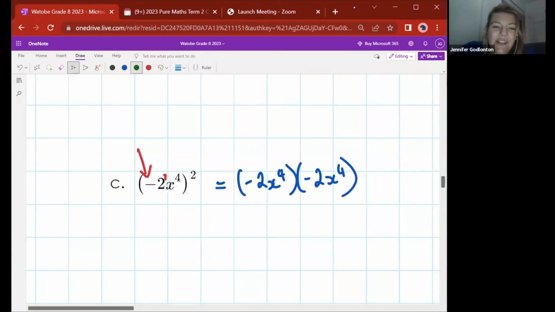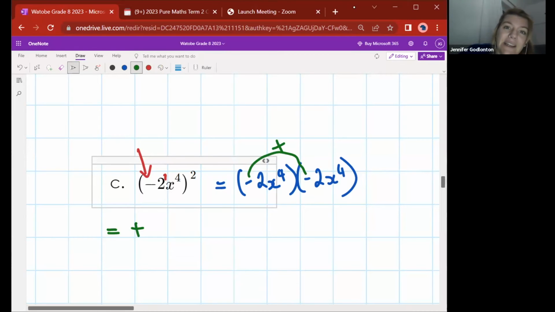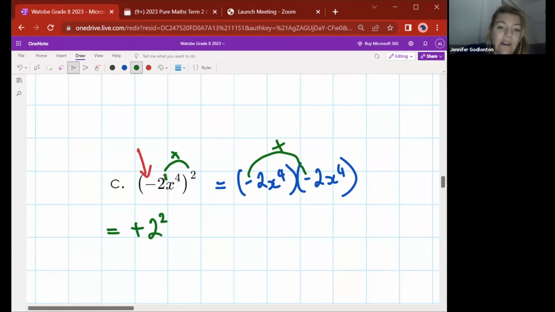Okay, so first thing we have to take into account is that we've got this negative sign, and the negative sign is being squared. And when we have 2 negative signs, it becomes a positive. So my final answer is going to be a positive answer. If there is a number that doesn't have an exponent, we can give it an exponent of 1. So we're saying 2 times 1. So we're going to have 2 to the power of 2. And we're going to have x to the power of 8.